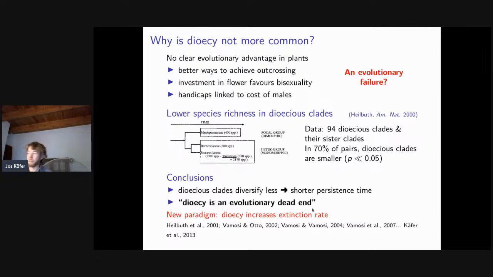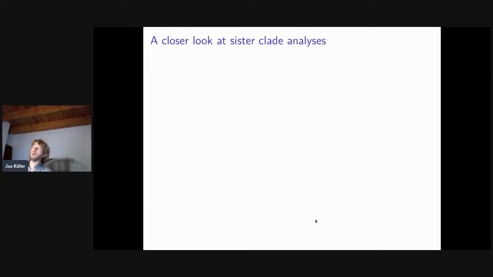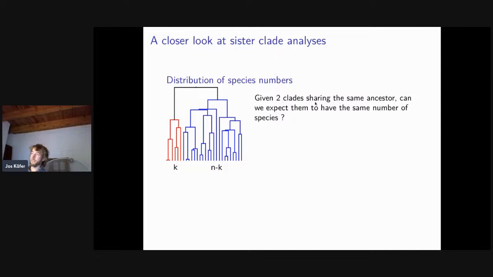And it was inspiring. I even cited a paper I wrote myself, where I was looking for the negative effect of dioecy on molecular evolution in Silene. But I also decided to have a closer look at sister clade analysis. So let's do this together.